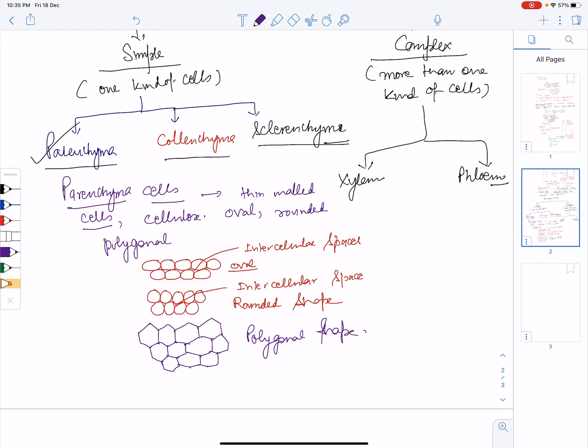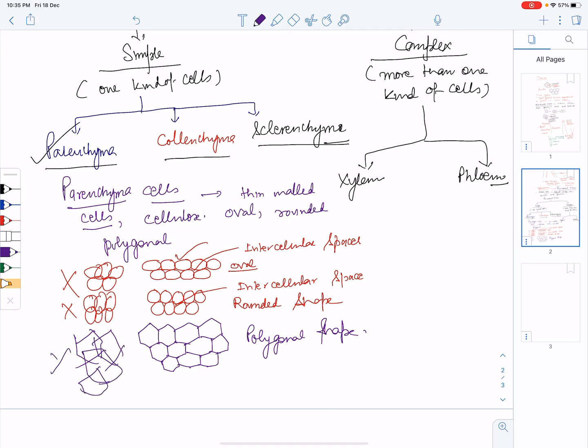While drawing parenchyma cells, we have to take certain precautions, like we cannot make the cells like this. This is a wrong diagram. This is a correct diagram. Again, this is a wrong diagram. Wrong diagram. So we have to make it in this way, with proper shape of the cells: oval, rounded and polygonal.